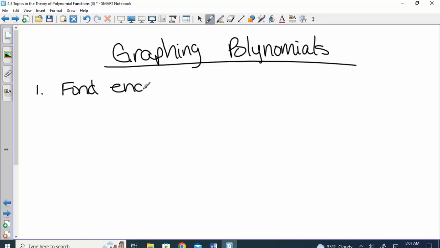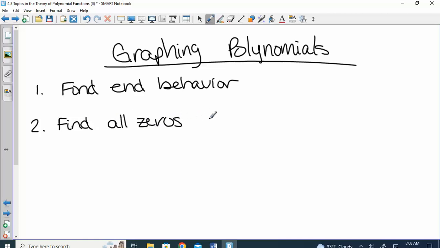the end behavior, which is something that we were doing before, so that is not new. That's the 2 arrows. Then I'm going to ask you to find all zeros and multiplicities. Okay, we were finding all zeros yesterday, so we know how to do that.